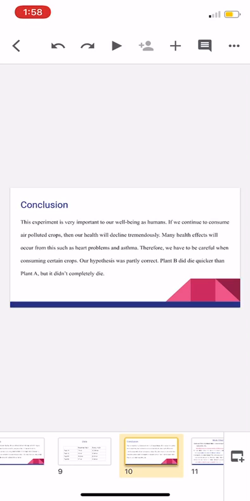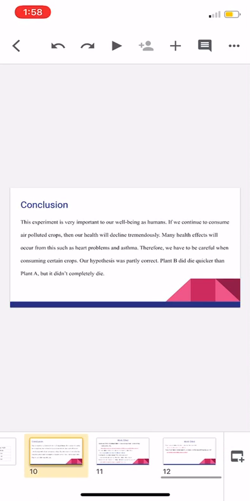Our hypothesis was partly correct. Plant B did die quicker than plant A, but it didn't die completely.